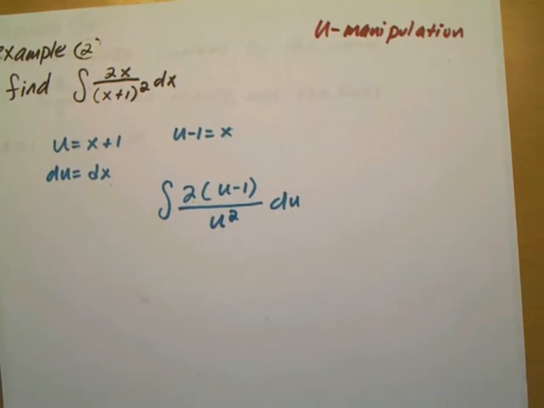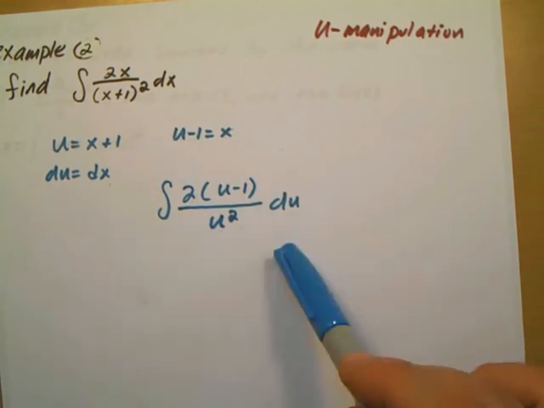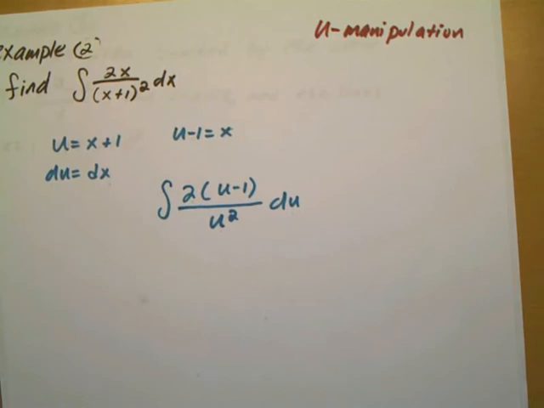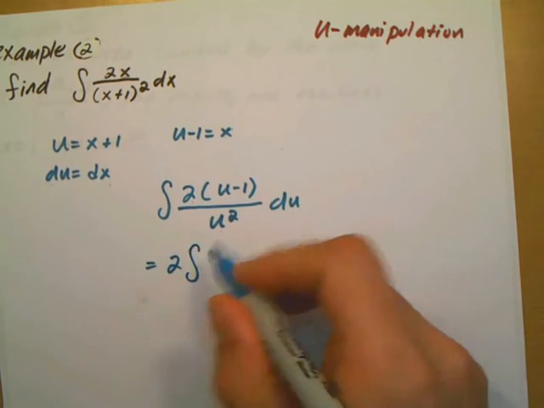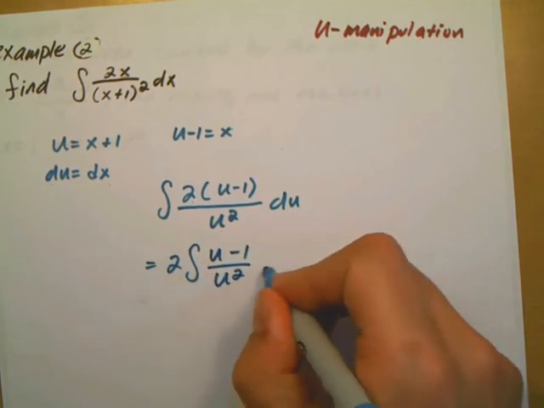So the whole idea of a u sub in general is to put everything in terms of u, and this u manipulation accounted for this extra x. Okay. So now from here, I go ahead and simplify this. I go ahead and factor out this 2, and I integrate u minus 1 all over u squared du.